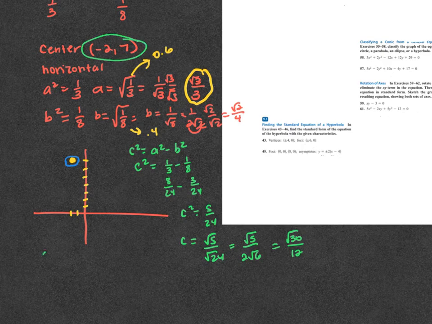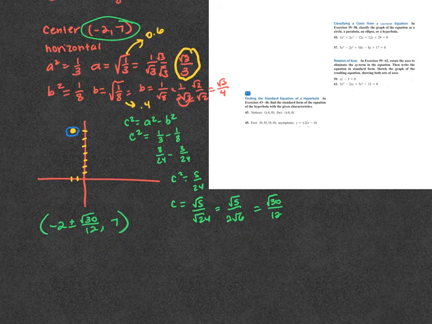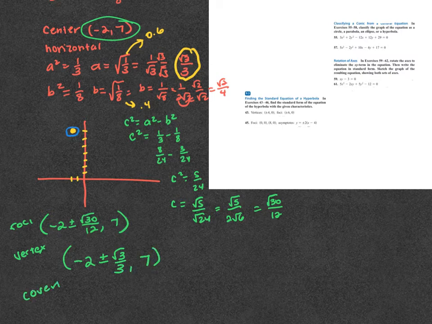The x coordinate though, because this is horizontal. The A got added, so this is the foci. The A got added and subtracted from the x as well. And the co-vertices got added and subtracted from the y.